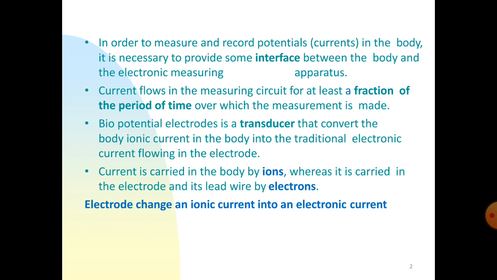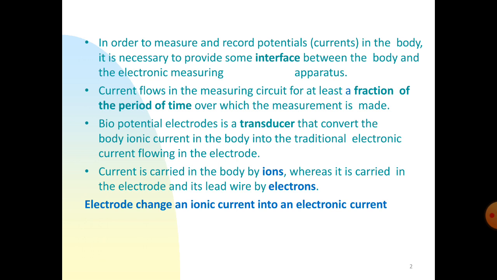So in this slide, in order to measure and record the potential in the body, it is necessary to provide some interface between the body and the electronic measuring apparatus. It means we need an interface between the body and the electrode. That is, electrode means measuring apparatus. So here the measuring apparatus is the electrode.